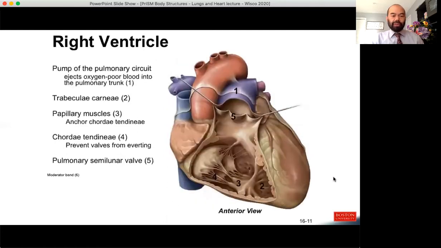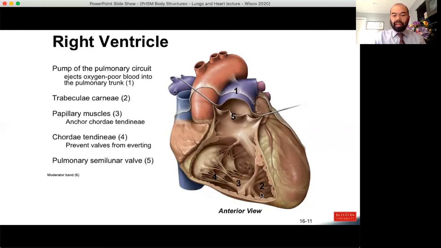So let's open up the right ventricle. And what we see here is the blood will flow out of the right ventricle via the pulmonary trunk, which is number 1. But I'm actually going to start with the tricuspid valve since that's the route blood is flowing. So blood would flow from the right atrium through the tricuspid valve. And as you can see, the valve leaflets here are tethered to the papillary muscles in 3 via the chordae tendineae, which is located in 4.